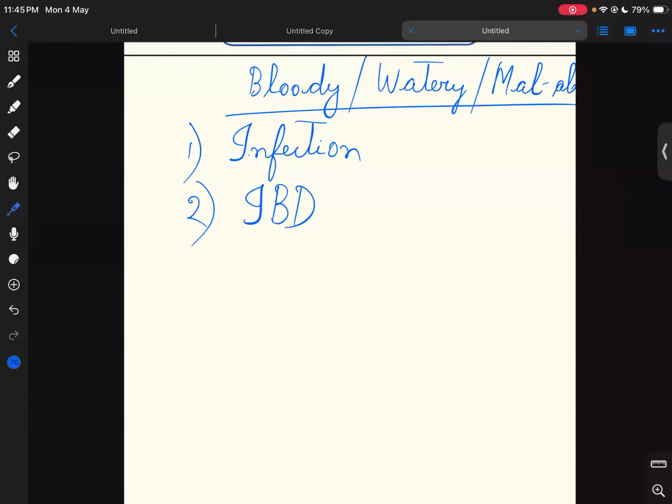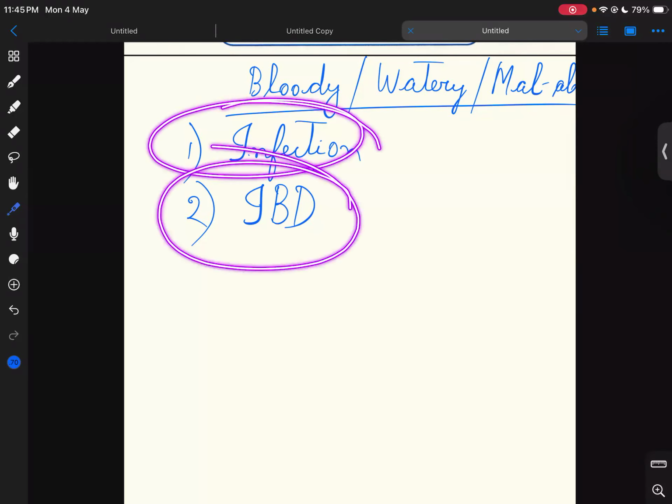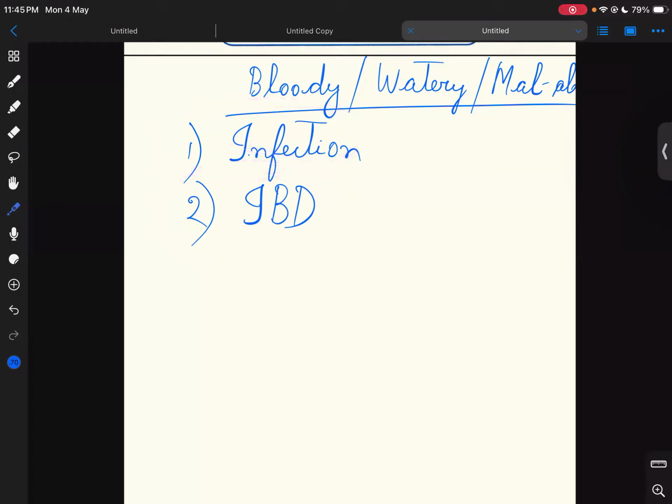This is a shortcut technique. For any case given in the PACES exam, at the long clinical consultation with the prompt of diarrhea or loose motion, you can keep these two differential diagnoses in your list. You can tell one after another. You can keep IBD first or infection first, but these two will be there for all the differential diagnoses. This is a 100% guarantee.